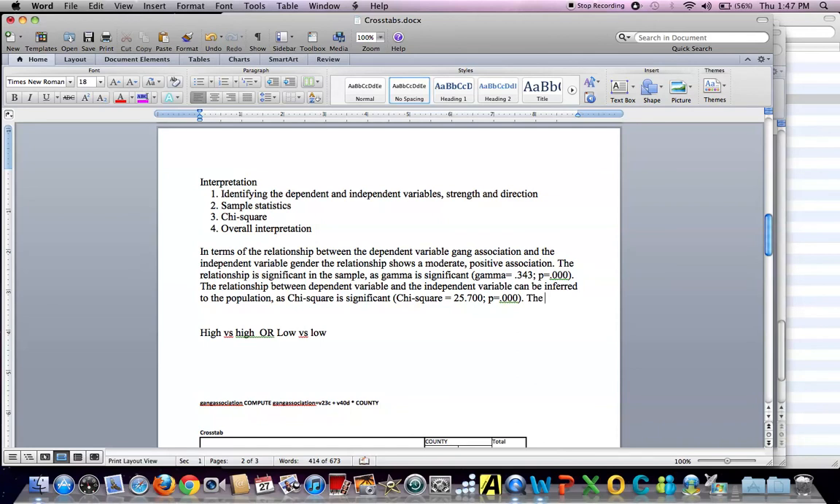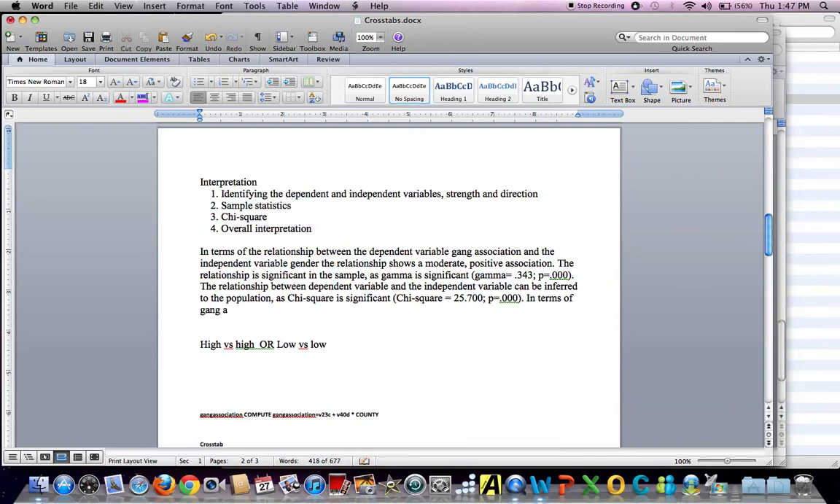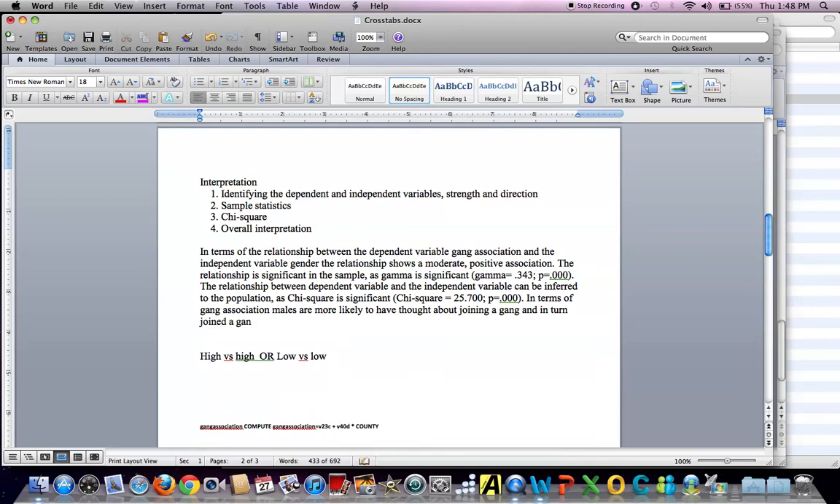So in terms of gang association, males are more likely to have thought about joining a gang, and in turn joined a gang. They thought about it and joined. And that's how you would do your interpretation.